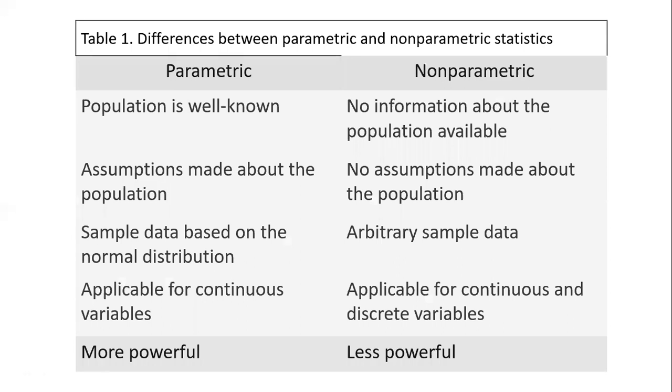Here are some differences between parametric and non-parametric statistical tools. In parametric, population is well known, but for non-parametric, no information about the population is available. There are assumptions made about the population, like the population mean and standard deviation. For non-parametric, no assumptions were made about the population. In parametric, sample data is based on the normal distribution, but for non-parametric, it's simply arbitrary.